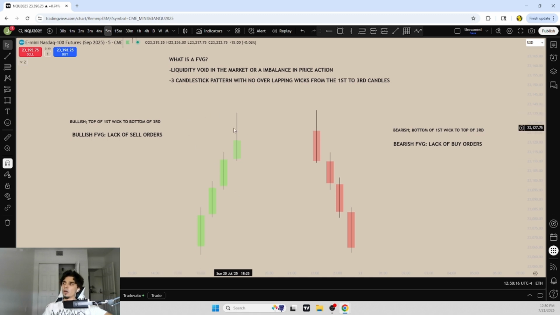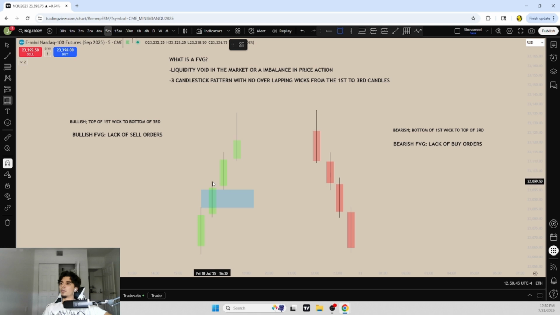On our left hand side, we have a bullish example, and on our right hand side we have a bearish example. Starting off with the bullish example, it consists of the top of the first wick to the bottom of the third wick. So here's the top of the first wick to the bottom of the third wick, and same thing right here. So our fair value gap would look something like this. That's it. This is just the fair value gap.